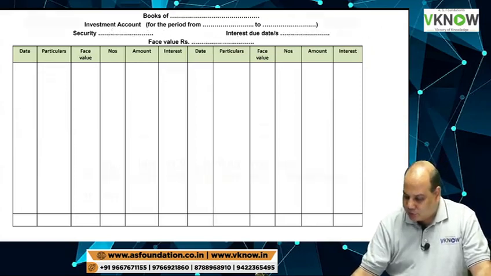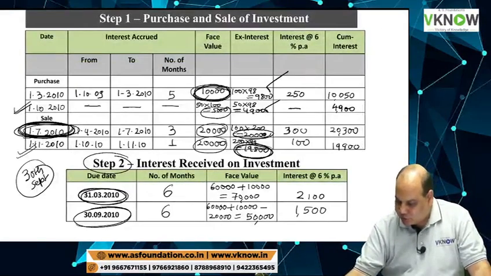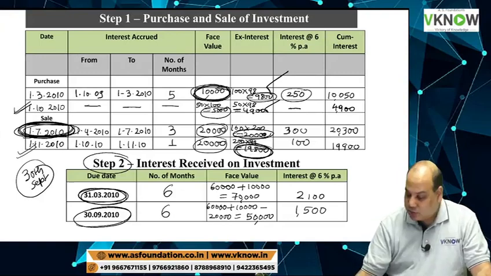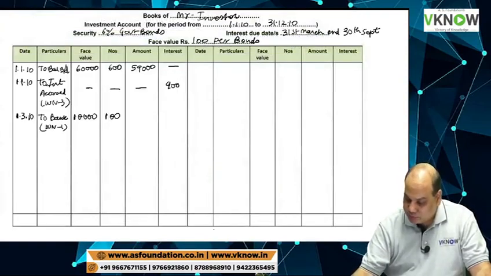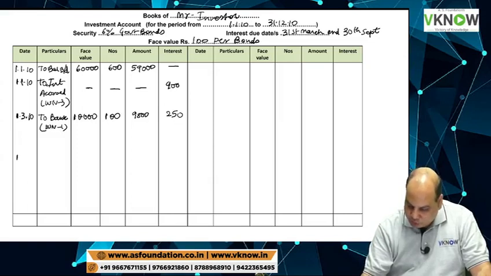Then amount will be ex interest amount. On the screen, amount is 9800, interest is 250. Please keep 2 lines blank and write 1st October 10. Keep 2 lines blank and write to bank.